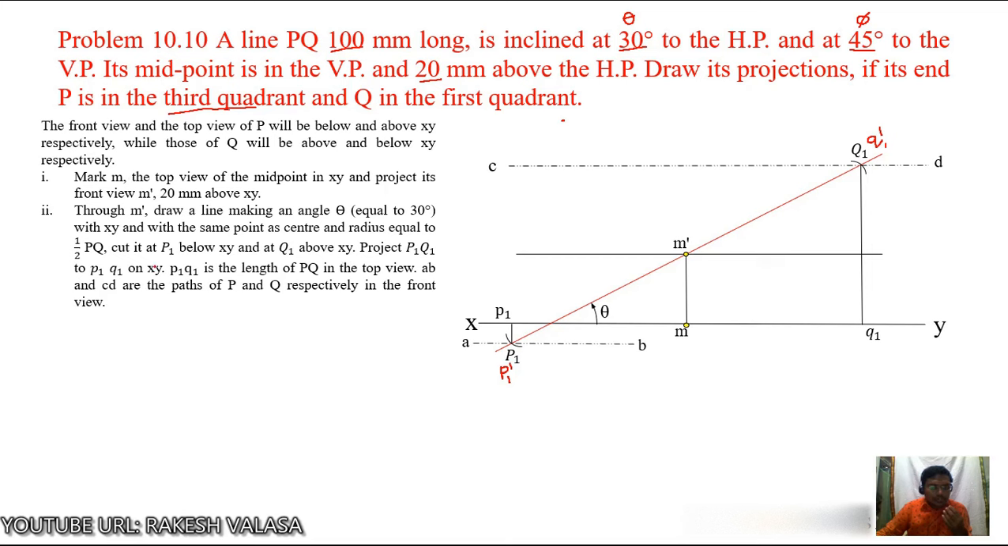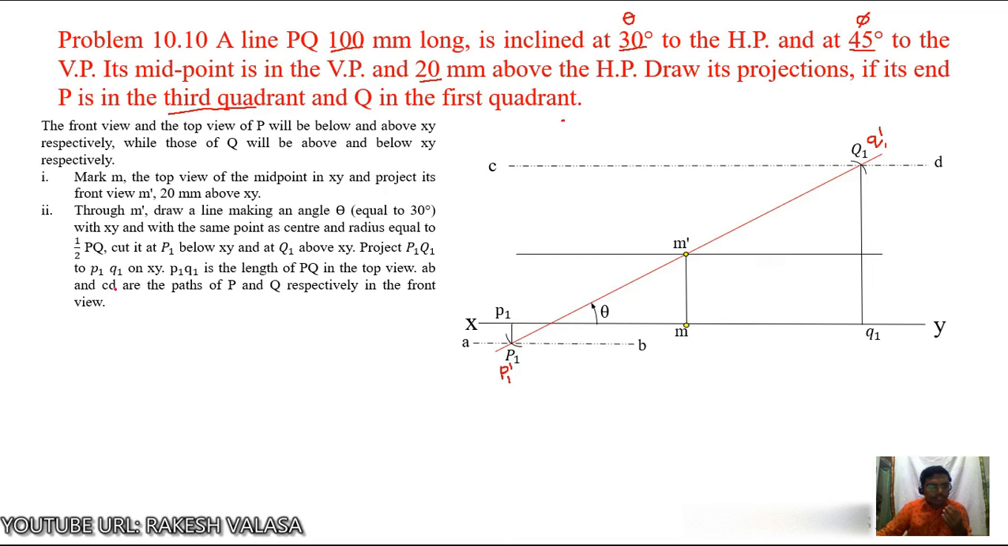Project P1 Q1 to P1 Q1. This is the capital P1 to P1 from capital Q1 to Q1. Next, P1 Q1 is the length of PQ in the top view. You can see here P1 Q1 is the length of the top view.